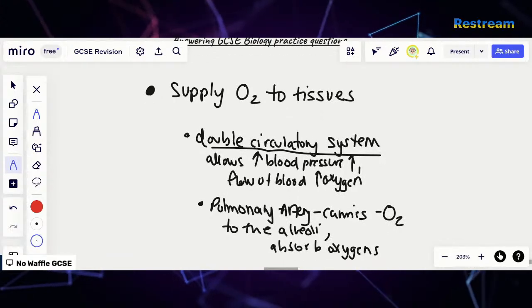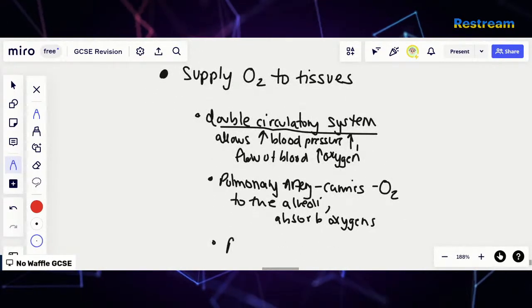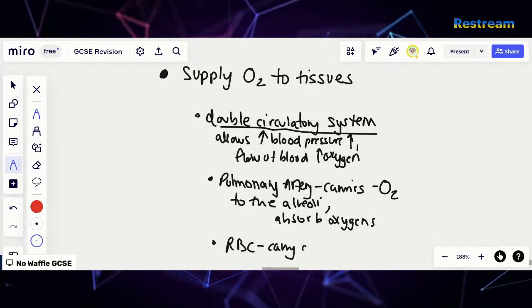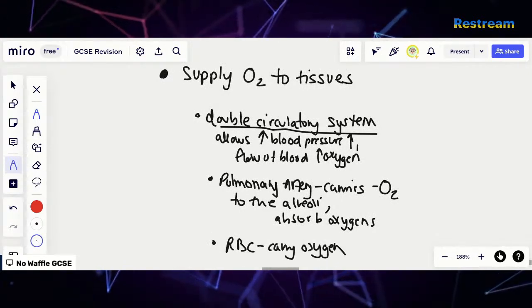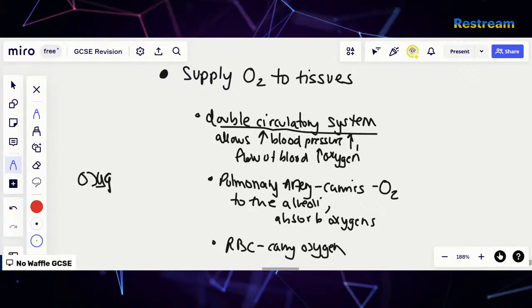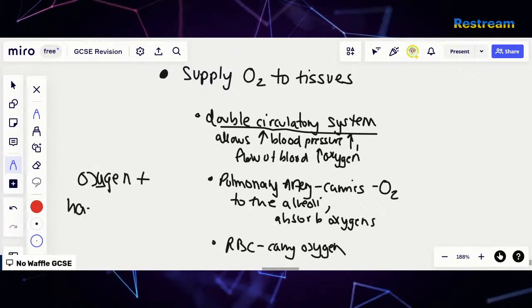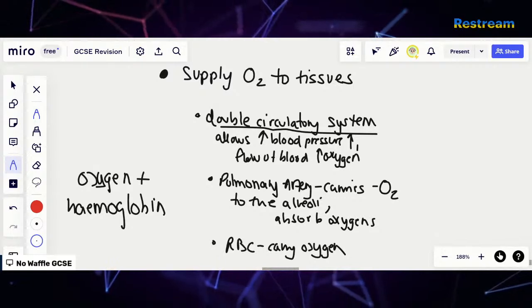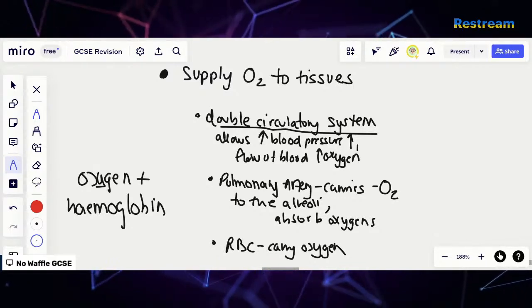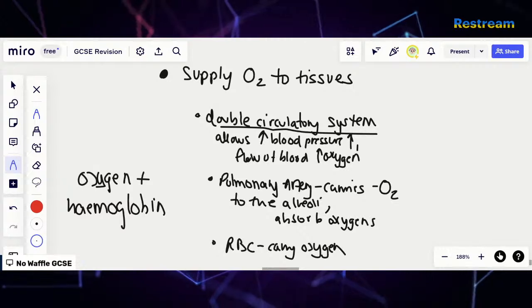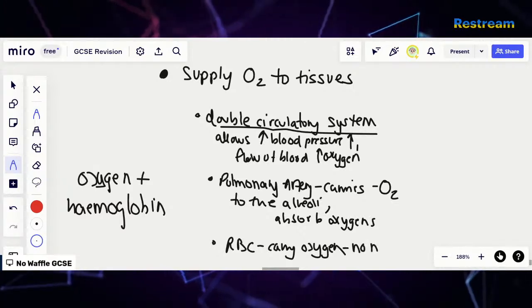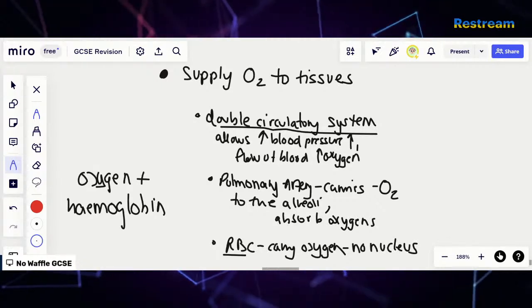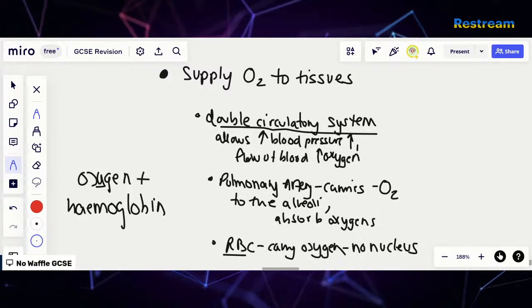Another thing are red blood cells. Red blood cells carry the oxygen. The oxygen combines with the chemical haemoglobin found in the red blood cells to form oxyhaemoglobin, and this is what makes the red blood cells red. The fact that red blood cells have no nucleus means that they have a lot of space to carry this oxygen.